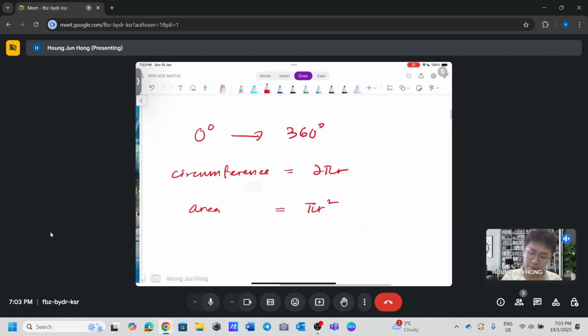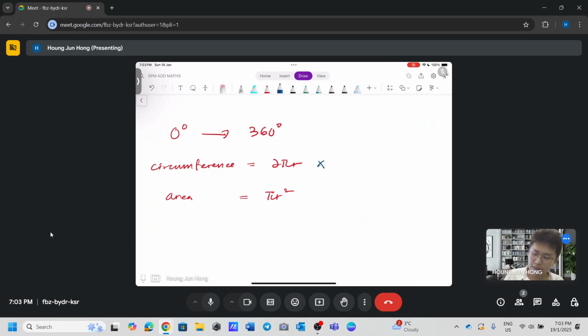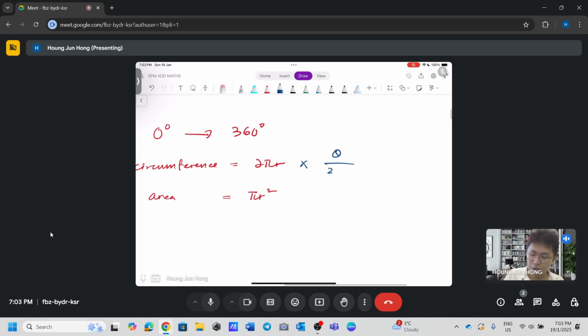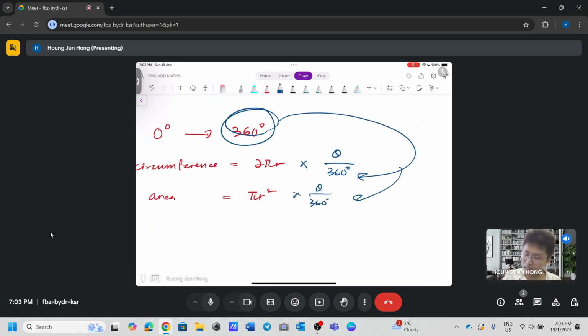And if you have angle, what happens? If you have angle, you just have to basically multiply it with the angle over the total. The total is shown over here. The total is basically 360. So that's what you do when you have angle. And this is what you have been learning so far, I think ever since Form 1 until now. This is the formula you use for circles.